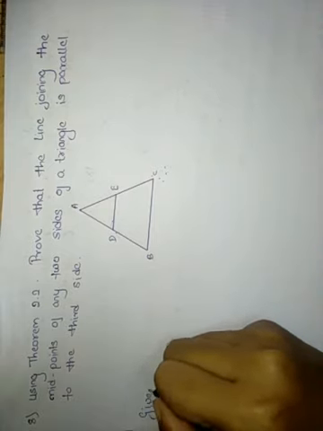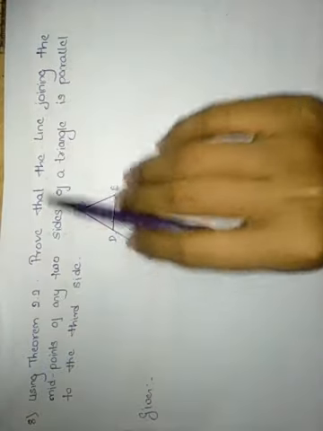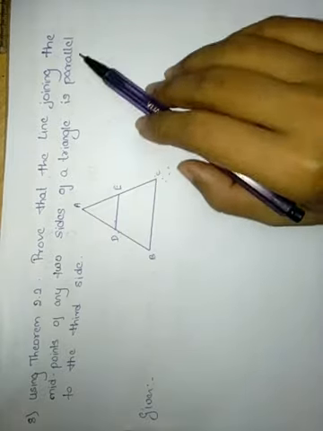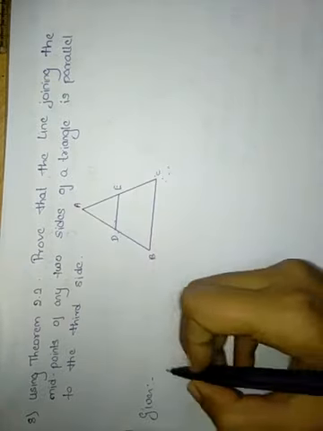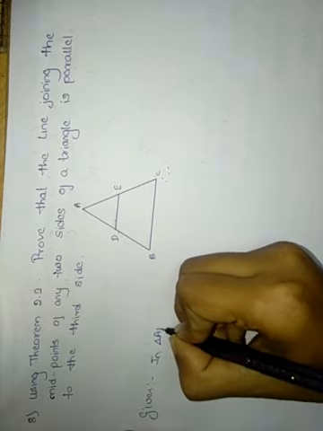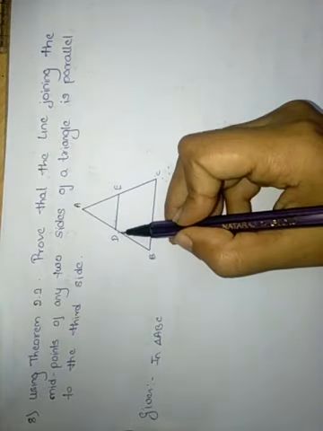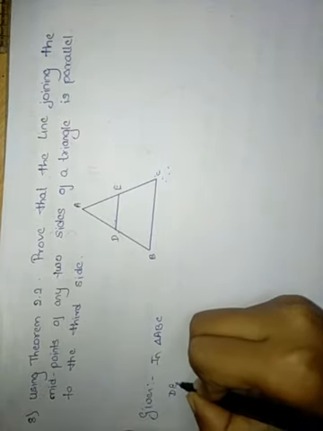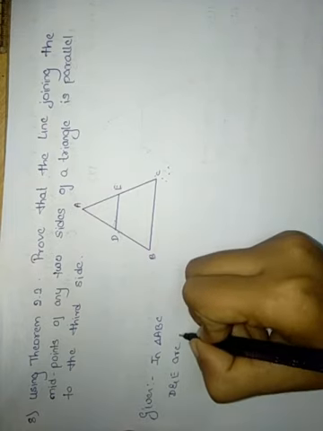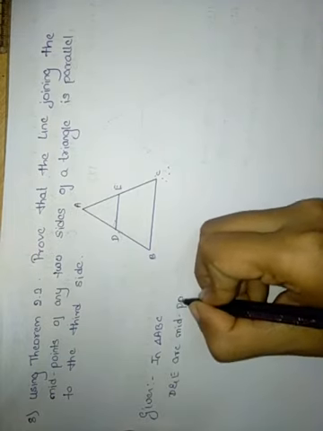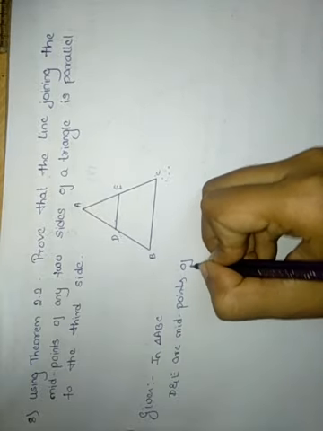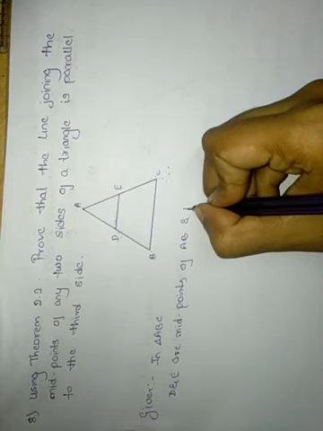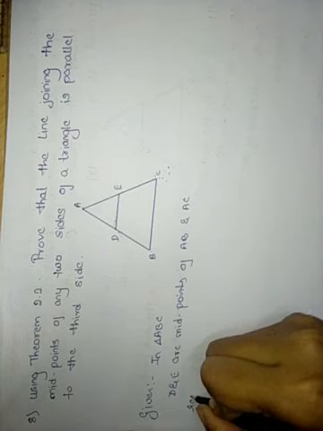Given. Here they have given, you can observe, that the line joining the midpoints of any two sides of a triangle is parallel to the third side. In triangle ABC, they have given that D and E are the midpoints of AB and AC respectively.